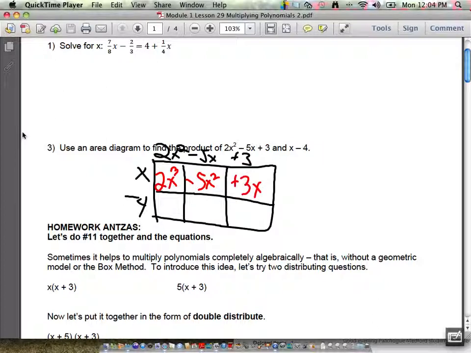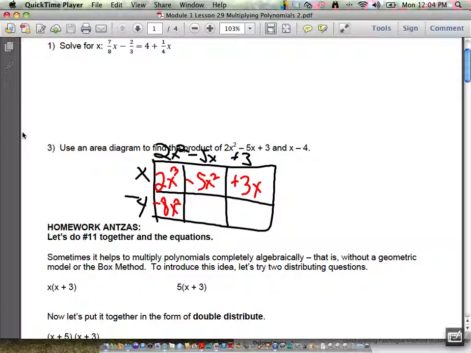Now, I'm going a little quickly here, and what I'm kind of glossing over and should be emphasizing is the importance of writing the sign. You see that negative 5x squared and that positive 3x? Don't just put 5x squared. Be sure to attach whether it's positive or negative. We don't worry about it in the first box because it's a positive x times a 2x squared, so we assume positive there. Everything else we want to write it in. Negative 4 times 2x squared is negative 8x squared. Negative 4 times negative 5x is what?